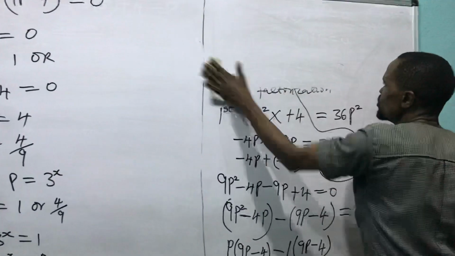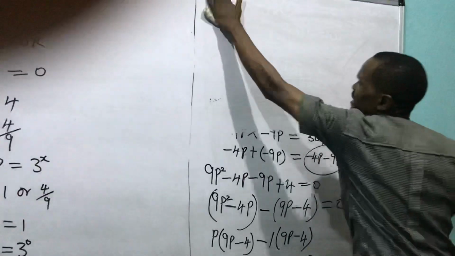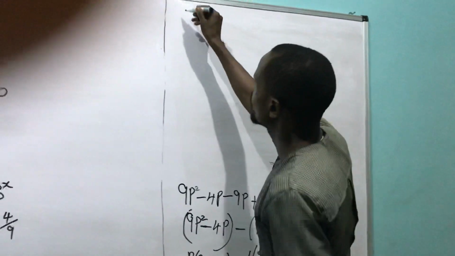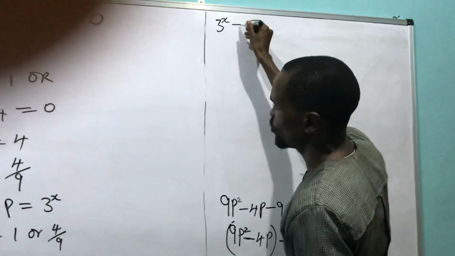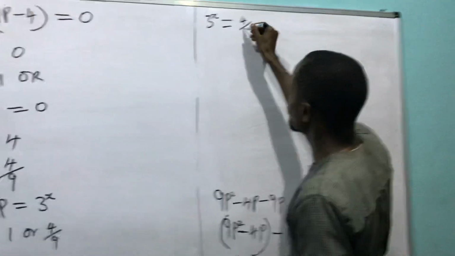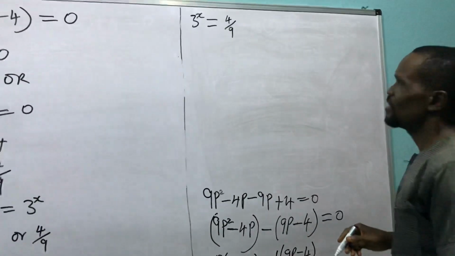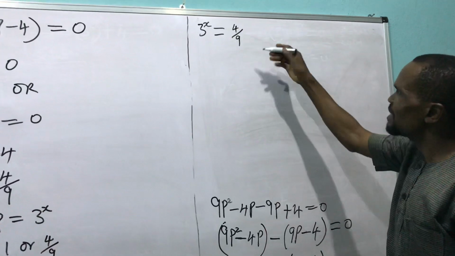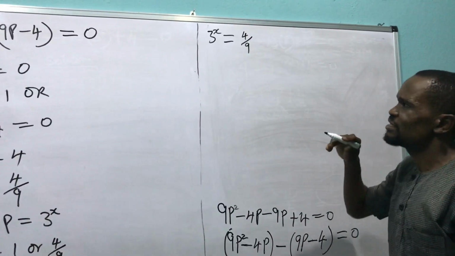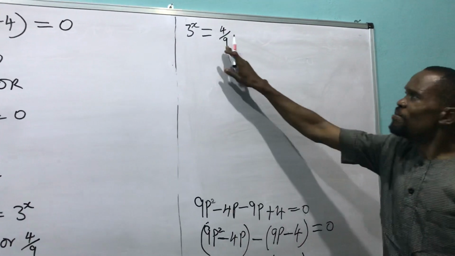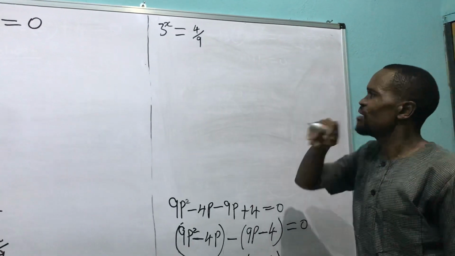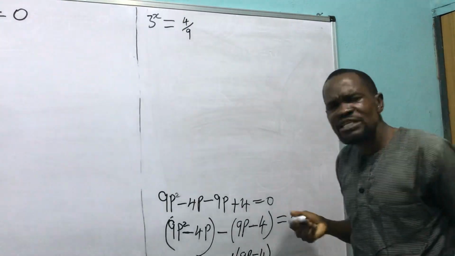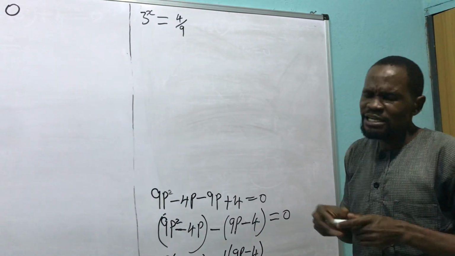Then I'm going to go over here to say again: 3 raised to power x is also equal to 4 over 9. Now watch it. Can I make this and this to have the same base? It will take me time, no need. So if I cannot make them to have the same base, what do we say about the law of indices?